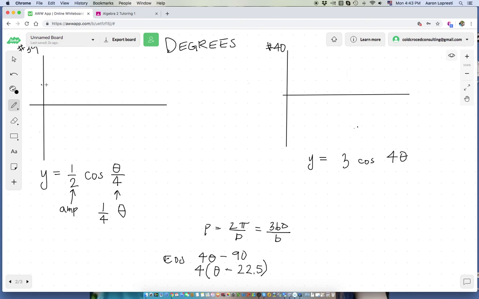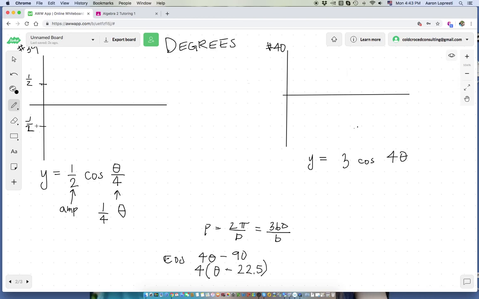Our amplitude is going to be 1/2. We'll just make them big. I think on your graph it's already on there, so you have to be careful. I mean, that one's going to be really smooshed, but all right.